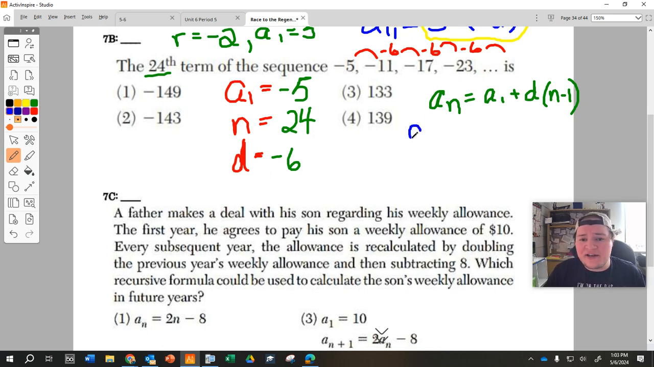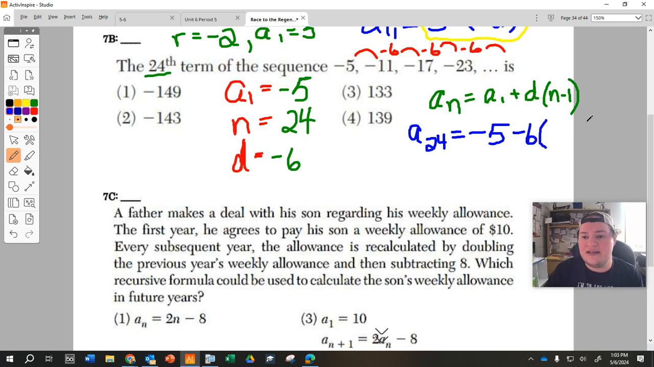A with a little n is going to be a sub, we know what n is. n is 24, so it's a subscript 24 equals, I'm just filling in a sub 1. I look at my list. a sub 1 is the first term in the pattern, which is -5. Now it says plus d. It's actually not plus, it's -6. So you can go right ahead and make that -6.